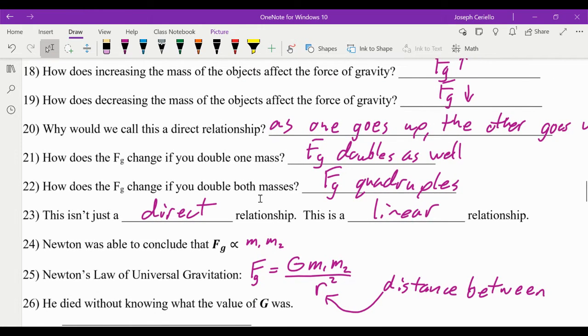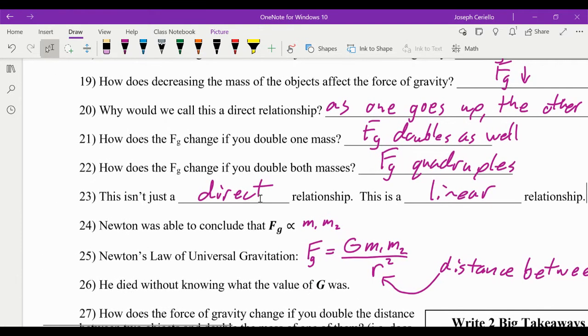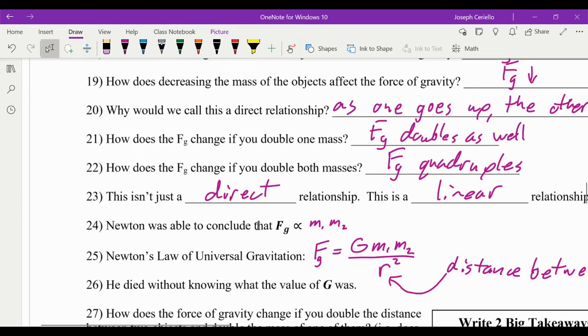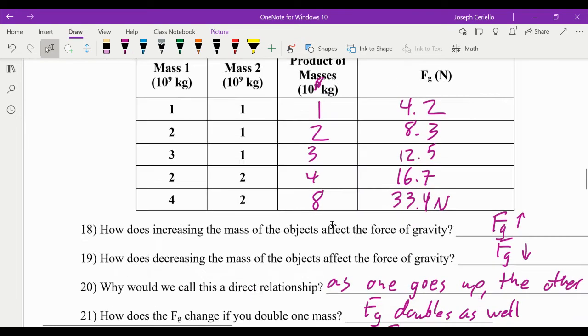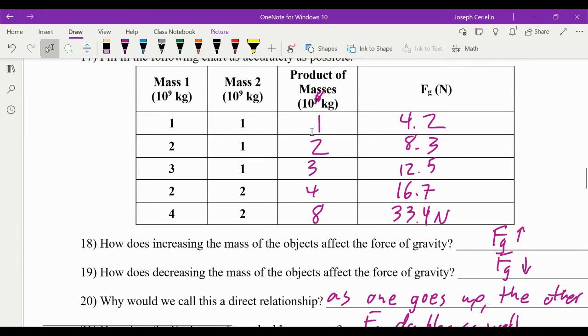So this isn't just a direct relationship, this is a linear relationship. And Newton was able to conclude that the force of gravity is proportional to mass 1 times mass 2. Okay, not just mass 1 or mass 2, mass 1 times mass 2. That's why we have this column where we have the products of the masses. In this case here, when we doubled each of them, the products of the masses went from 1 to 4. So the force of gravity got quadrupled.